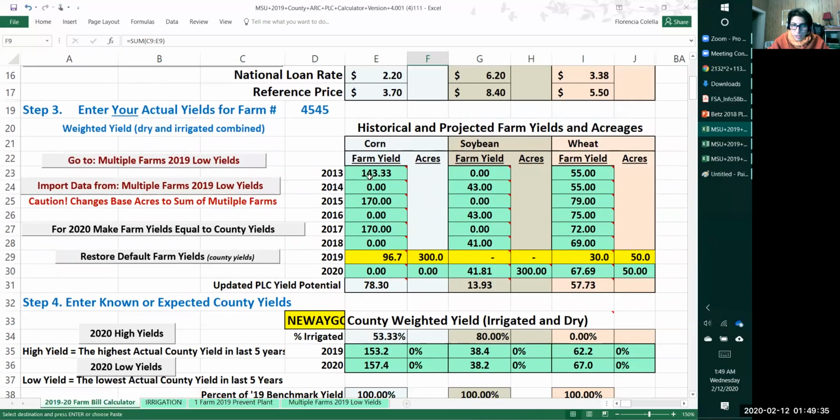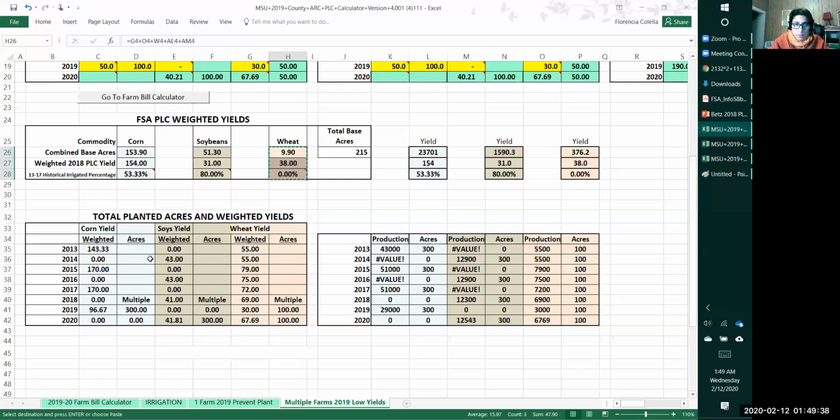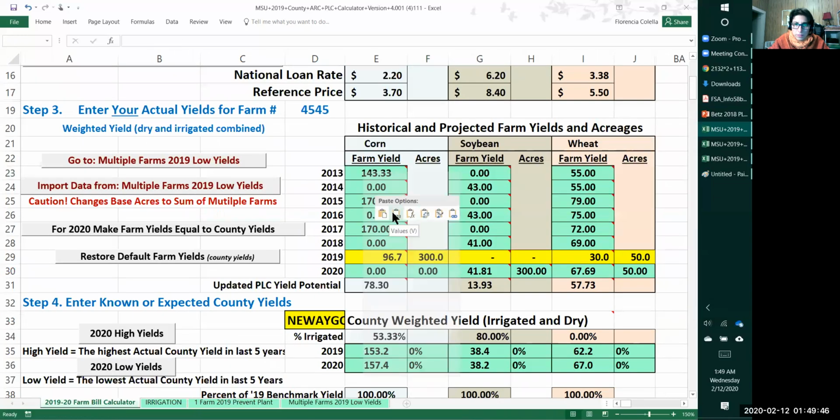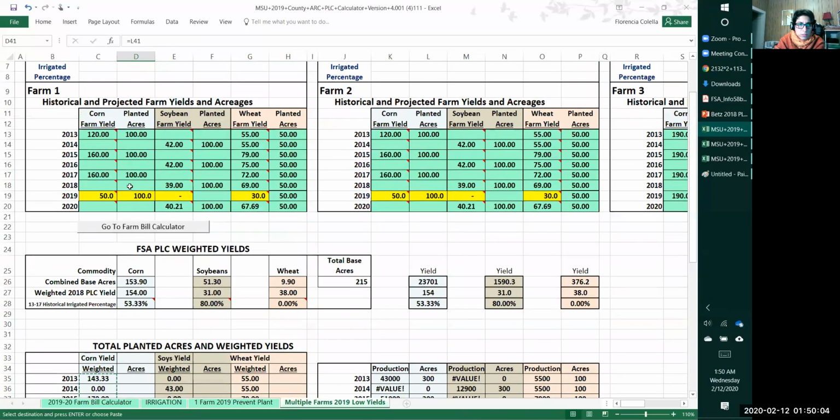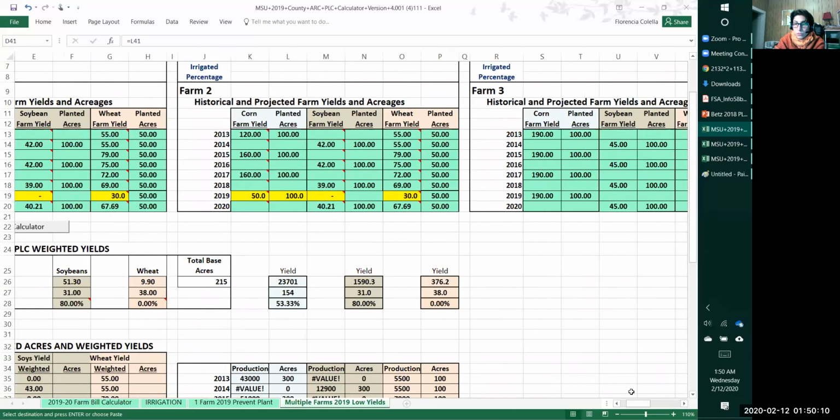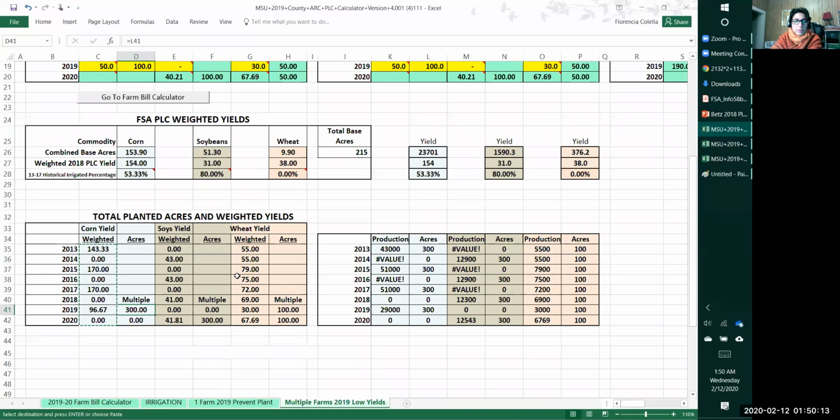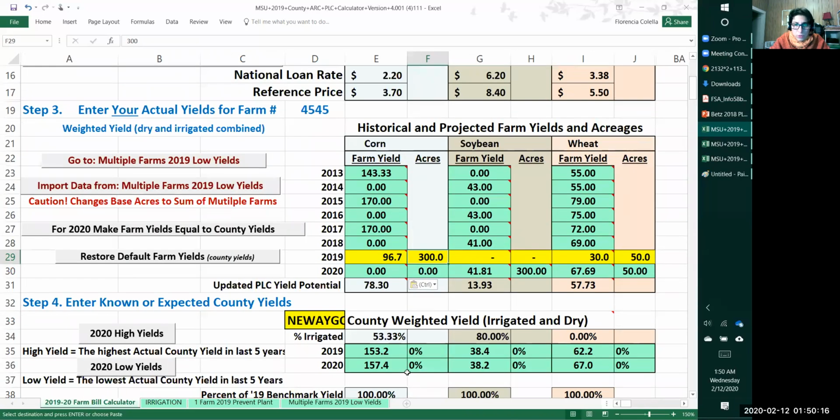We also need to copy, which I've done already, these combined and weighted yields. So we would copy this and paste it here. I've done that already. And we do the same thing with these acres here at the bottom. It's 300 acres for 2019 and 20. Those are the ones that we really care about. The reason it's got 300 acres is that it's counting the 100 acres for farm 1, the 100 acres for farm 2, and the 100 acres for farm 3. So it's adding them all as if they were one farm. So we want those 300 there.